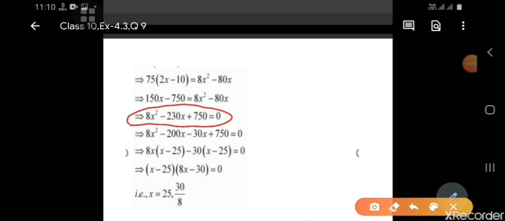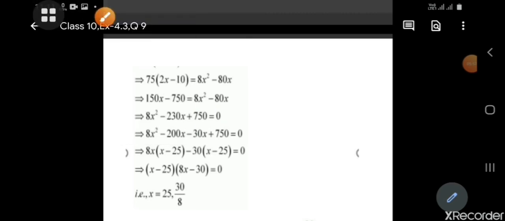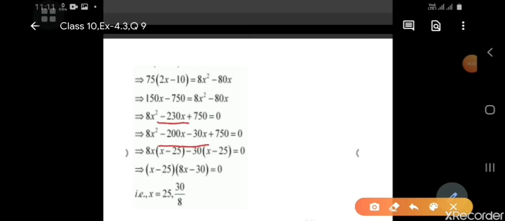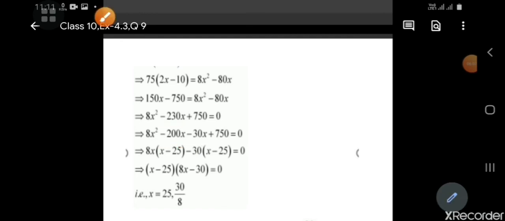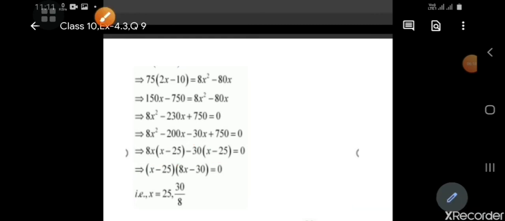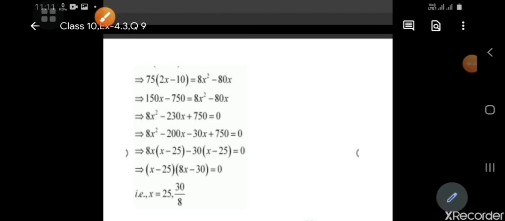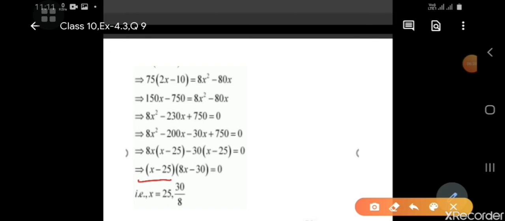Now we will solve it either using factorization or the quadratic formula. I will do it by factorization. So here, factorize 230x as 200x plus 30x. Taking these two terms, we get the common factor 8x and get x minus 25. Again in these two terms take minus 30 as a common factor, then we get x minus 25. Now in these two terms x minus 25 will be the common factor and we get 8x minus 30. So we get two factors: x minus 25 into 8x minus 30.